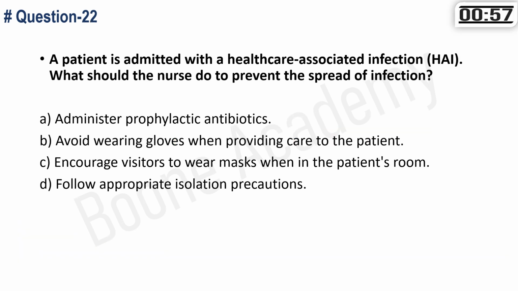Question 22. A patient is admitted with a healthcare-associated infection, HAI. What should the nurse do to prevent the spread of infection? A. Administer prophylactic antibiotics. B. Avoid wearing gloves when providing care to the patient. C. Encourage visitors to wear masks when in the patient's room. D. Follow appropriate isolation precautions. You have 1 minute to answer your question.